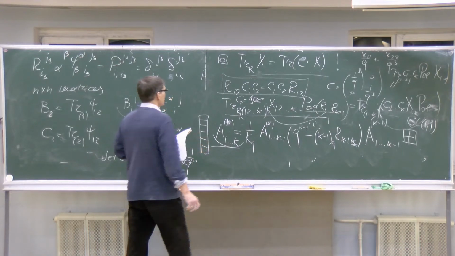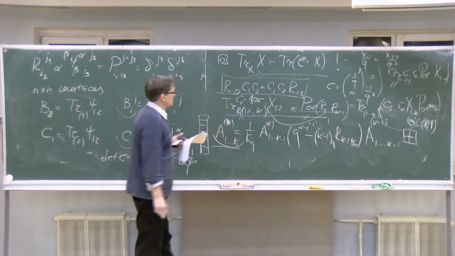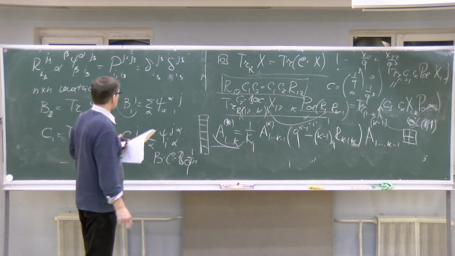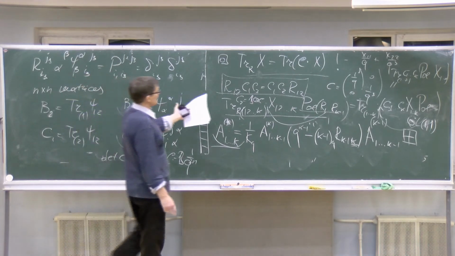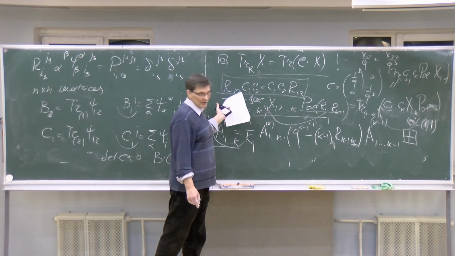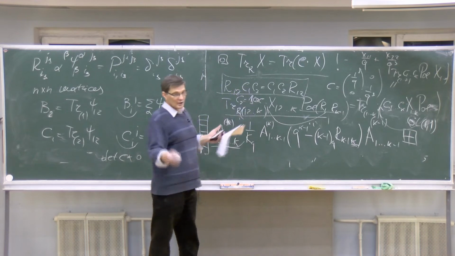This property is not very difficult to prove. You should use just the definition of psi and the property of the braid relations on R. Yeah. If you use the braid relation on R, you should.